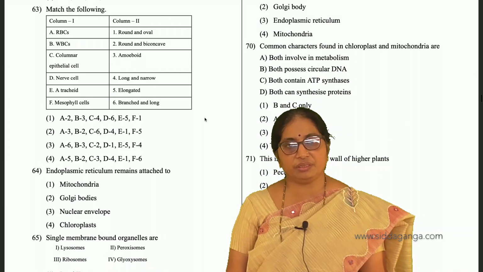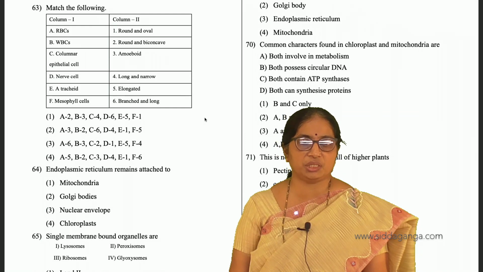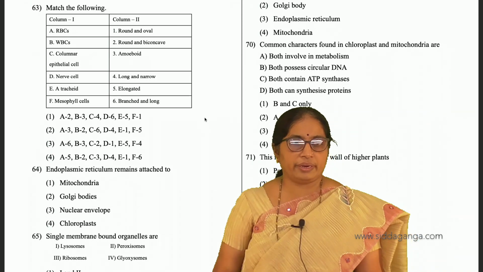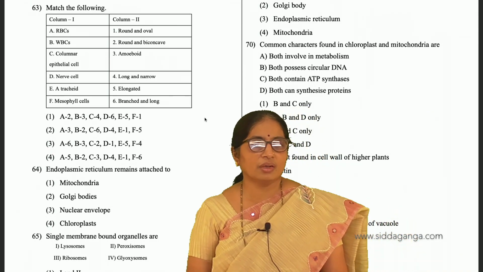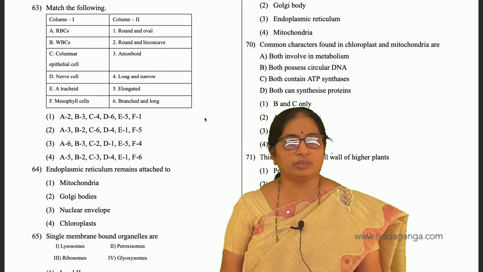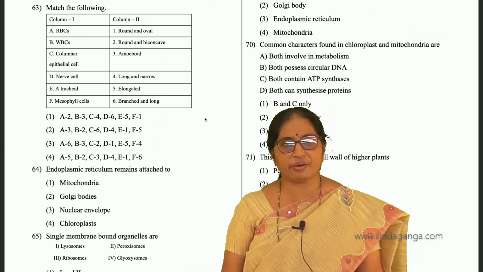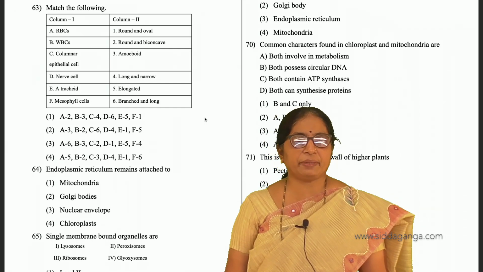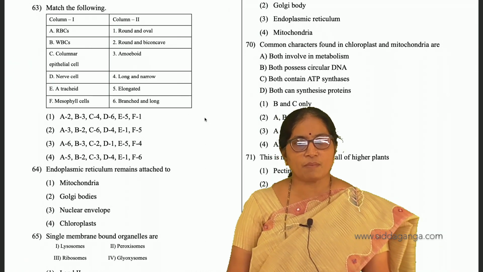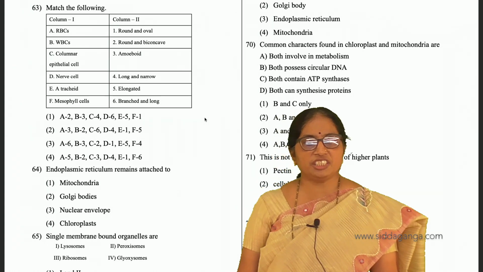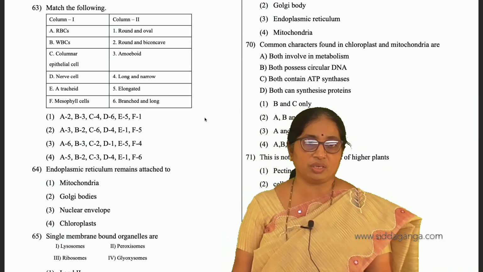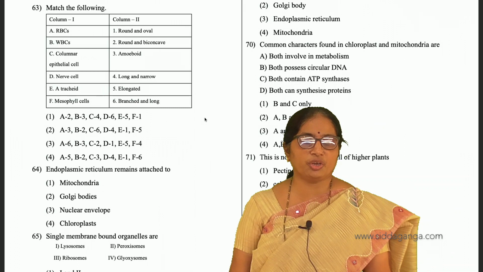Next question. 63. Column 1 you have the various different cells and column 2 you have their shapes. So, A is RBC. RBCs are round and biconcave is the right answer. WBCs, they are round and oval. Columnar epithelial cells, they are long and narrow. Nerve cells, the options are amoeboid, long and narrow, elongated, branched and long. Nerve cells are branched and long, you can go with it.